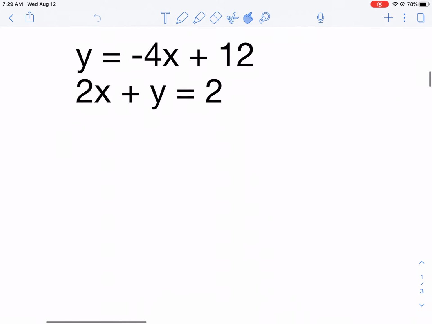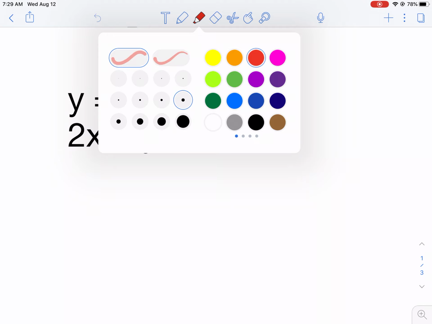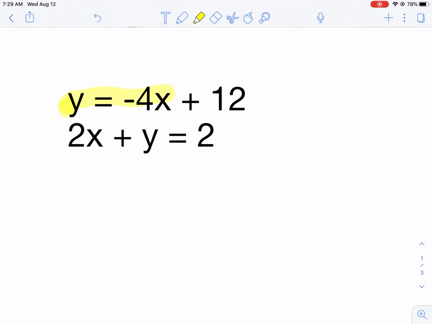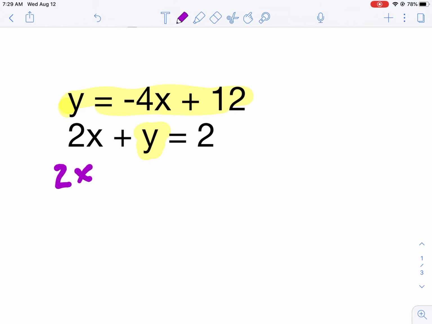On example 1, notice y is by itself. We don't have to do any solving. So what we're going to do is take this value of y and replace it into the second equation. So instead of writing y, we are going to write negative 4x plus 12. So I'm going to say 2x plus (negative 4x plus 12).